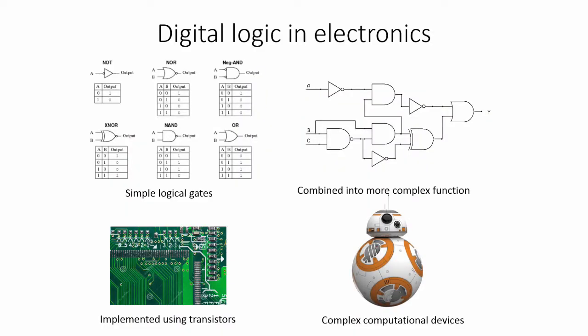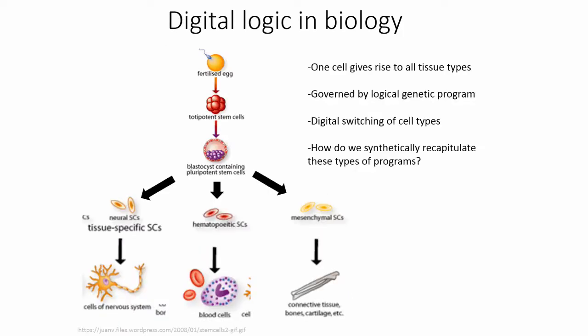So as we all know, digital logic and electronics is extremely important, and it allows us to take simple logical gates and create more complex circuits using these gates. You can implement them in transistors and then make some pretty incredible computational devices that are really useful all across our lives every day. So if you squint and turn your head and look at biology the right way, biology performs some digital logic as well.